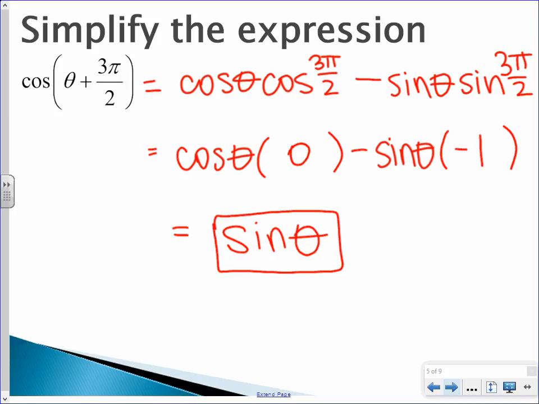Isn't that like one of the properties? Well, it's more that they use pi over 2 instead of 3 pi over 2. But yes, there are some properties like that. They're called cofunction identities. All right, questions on that one?